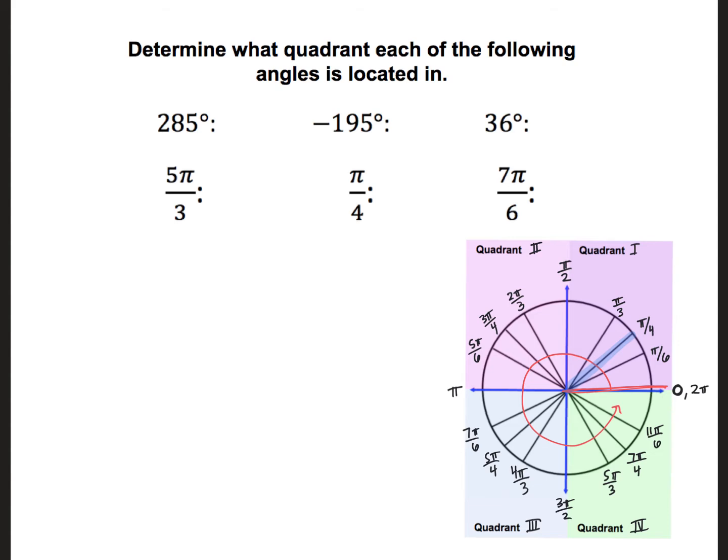Alright, for this problem we're going to determine what quadrant each of the following angles is located in. Notice that right now my little unit circle is actually in radians, which will help us for the last three. So let's go ahead and start with those.